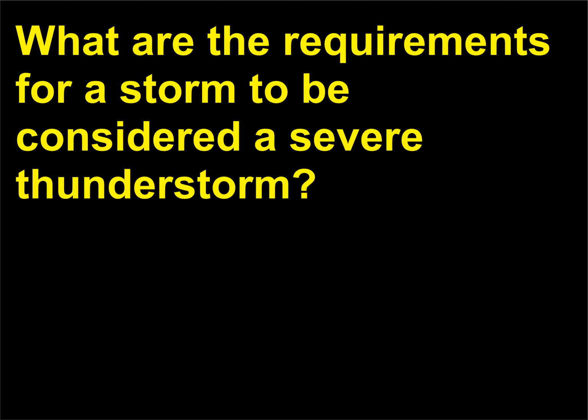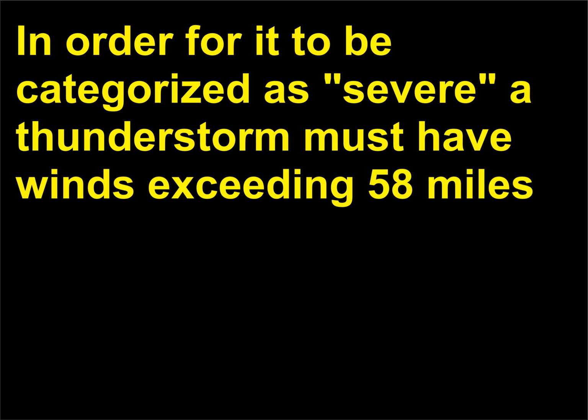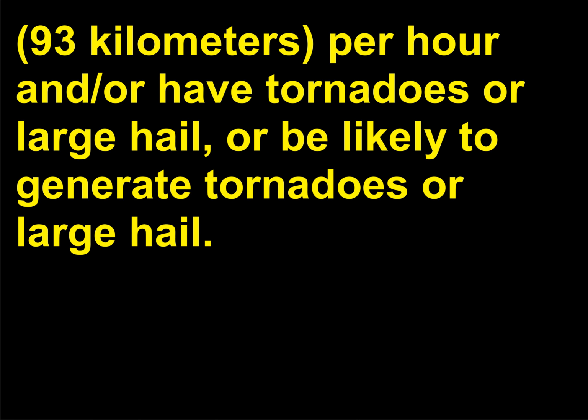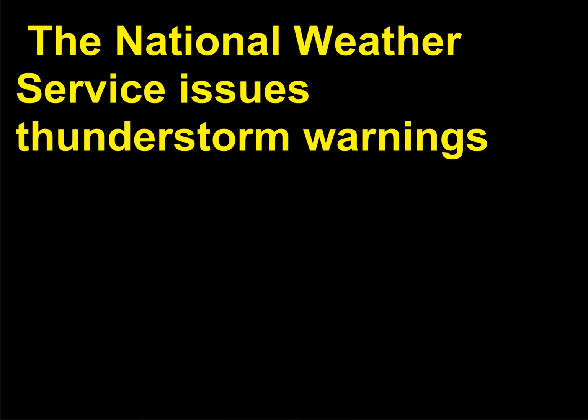What are the requirements for a storm to be considered a severe thunderstorm? In order for it to be categorized as severe, a thunderstorm must have winds exceeding 58 miles, 93 kilometers per hour and/or have tornadoes or large hail, or be likely to generate tornadoes or large hail. The National Weather Service issues thunderstorm warnings based on the potential for storms to become severe.